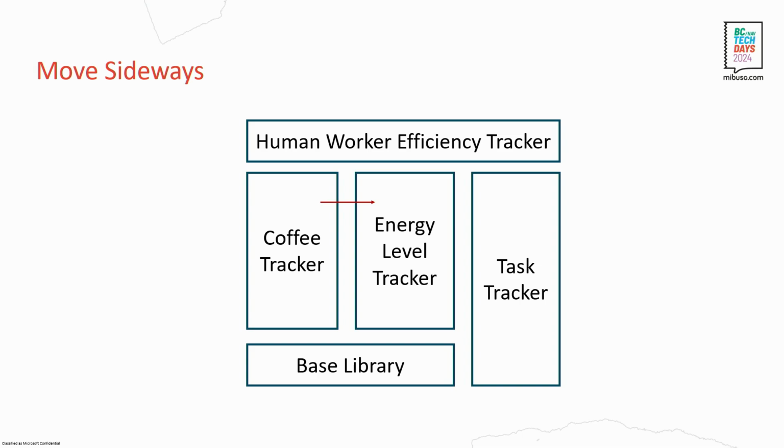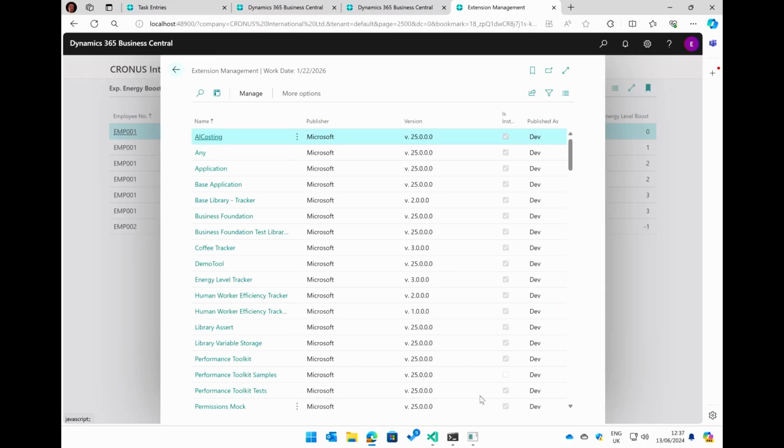And the third way you can move a table is you can move it up. So the next demo, which unfortunately is going to look exactly like the previous one, is going to move a table from the task tracker app to the human worker efficiency tracker app. And again, if you had somebody depending on that task tracker that didn't depend on the other app, you would break them. But I made my demo so it wouldn't break. So let me very quickly show you that.